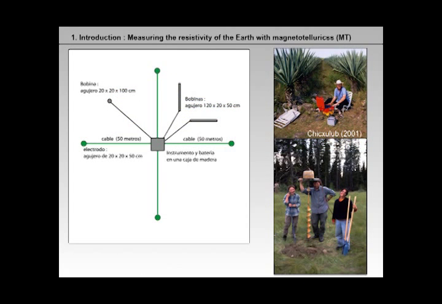So in the field, I apologize, this talk had an incarnation of being in Spanish for quite a while, and this one slide didn't get translated back. But this is showing how we actually make these measurements in the field. And this is looking down at a map. So we measure the electric field in two directions. We bury electrodes, and we have a cable that's up to, say, 100 meters long. So this is basically a voltmeter. We're measuring millivolts of electric field in two directions.